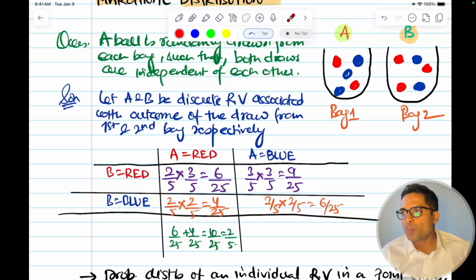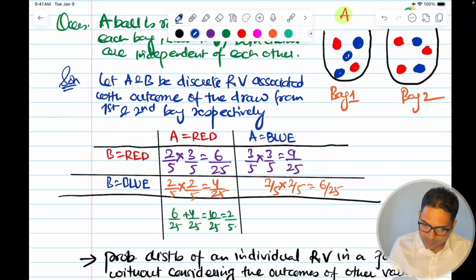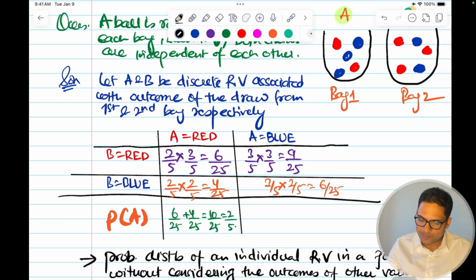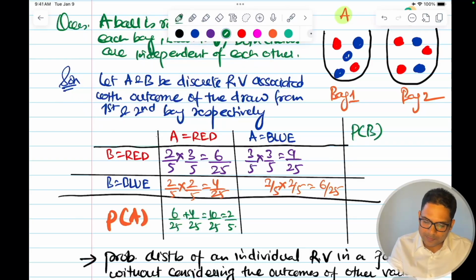So let me write it down for you. So let me write it down here also. Then this is here P of A, and here if I draw one more line, then this will be your P of B. Similarly, I can find all the other probabilities also.